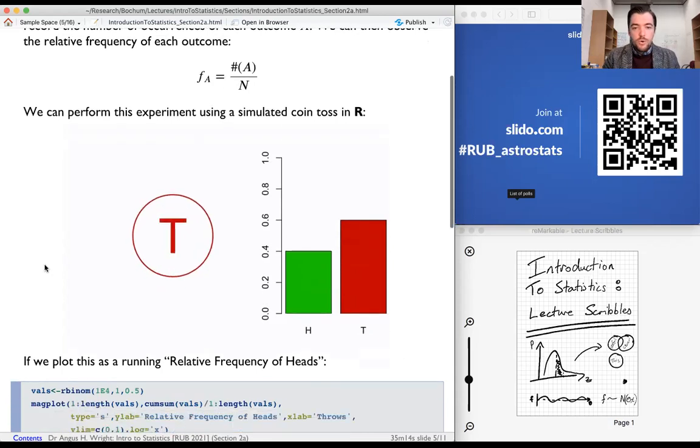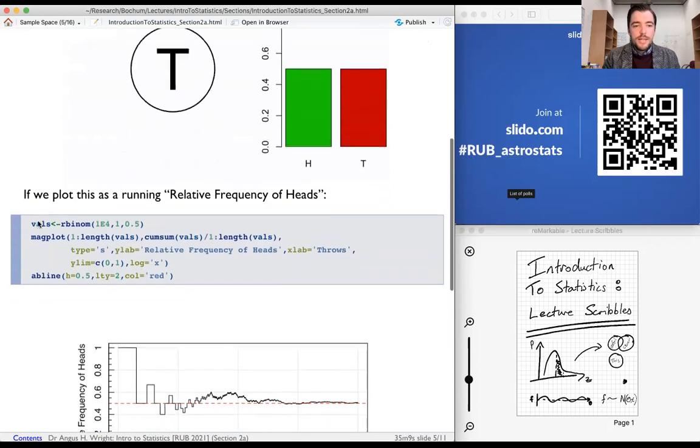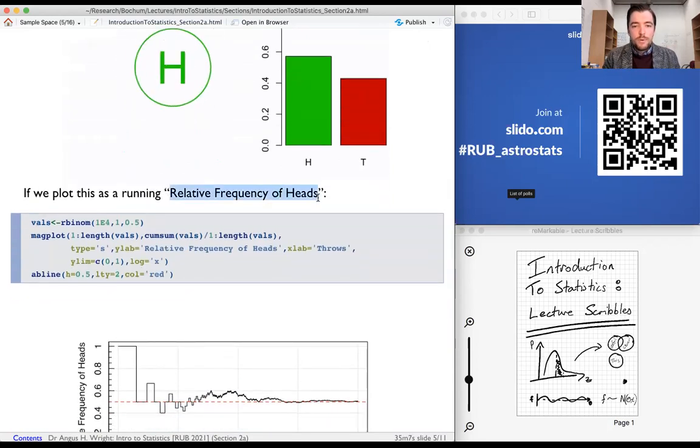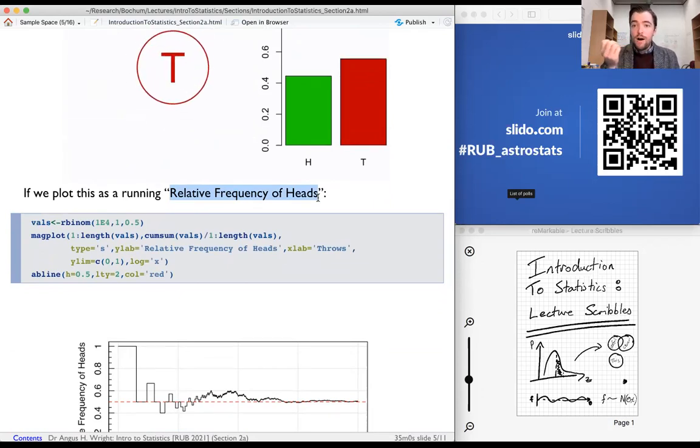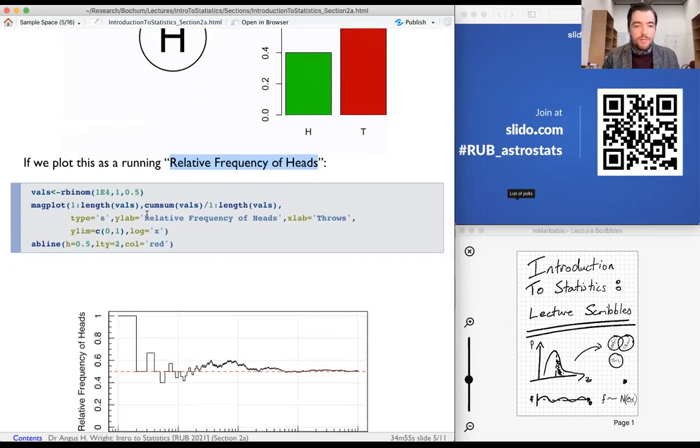Instead of plotting it like this, let's plot the relative frequency of heads as a function of the number of trials. Every time I throw my coin, I add that outcome to the pile and I calculate the relative frequency of heads. We'll talk about this a bit later, but this is how we can formulate it, and it's the cumulative sum of... well, let me explain it now.